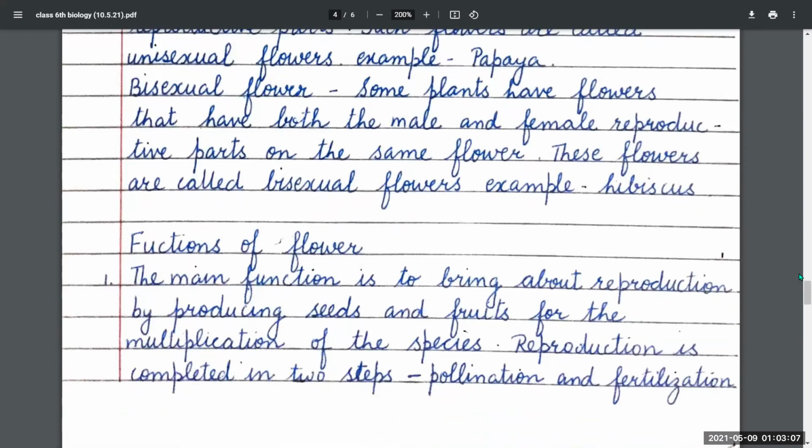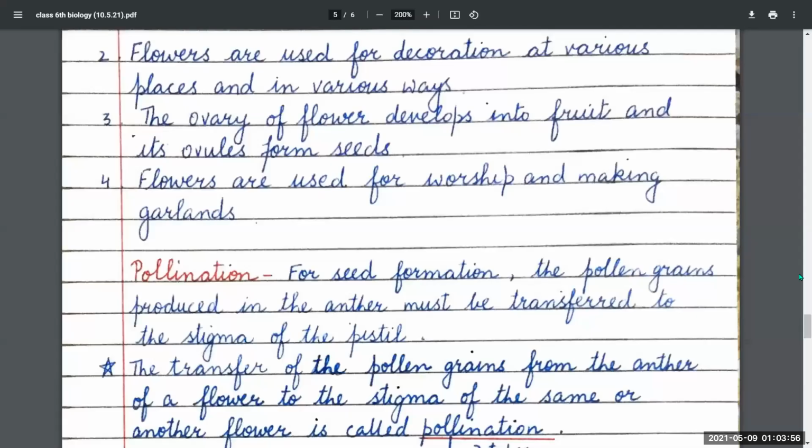Now let's see the functions of flower. The main function is to bring about reproduction by producing seeds and fruits for the multiplication of the species. Reproduction is completed in two steps: pollination and fertilization. Flowers are used for decoration at various places and in various ways. The ovary of flower develops into fruit and its ovules form seeds. Flowers are also used for worship and making garlands.